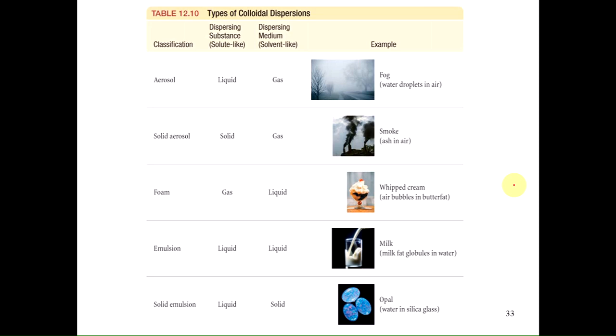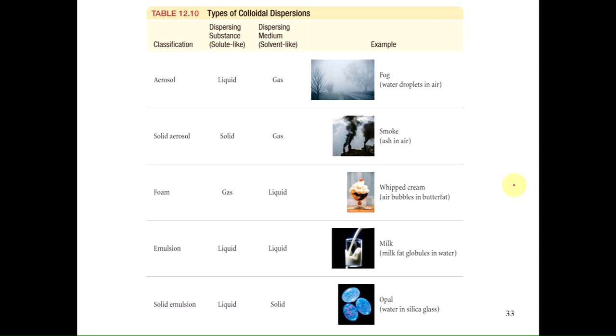And then the last slide is just kind of going through other types of colloidal dispersions, not just liquids. You can have aerosols where you have a liquid and a gas, or solid aerosols like smoke in the air. We get some solid particles in the air, so you've got a solid and a gas. You can also have foam. So an example would be whipped cream. So you have air bubbles trapped inside the liquid.